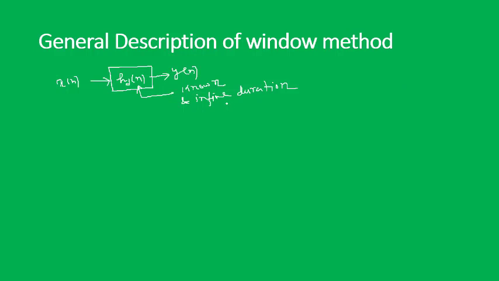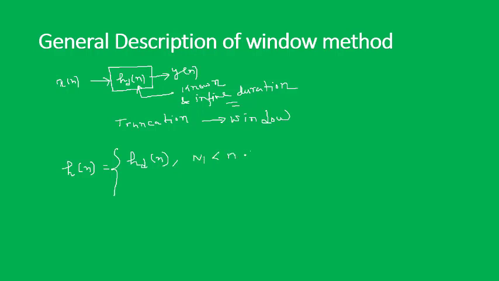Now since it is of infinite duration, we have to convert it to a finite duration. So how can we do it? We shall use a process called truncation, and for truncation we use a function which we call the window function. So basically we are windowing this infinite duration sequence and making it a finite one. So we can say that h of n, the impulse response of our FIR filter, will be nothing but hd of n within a finite duration, say n1 to n2, and 0 elsewhere.